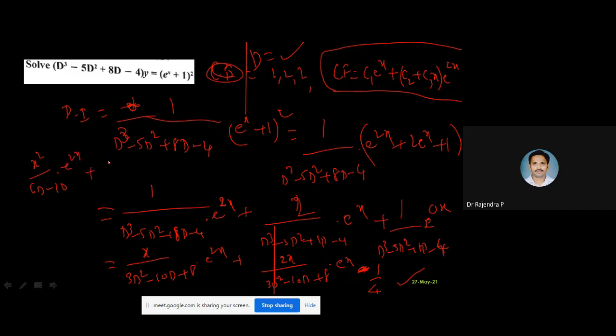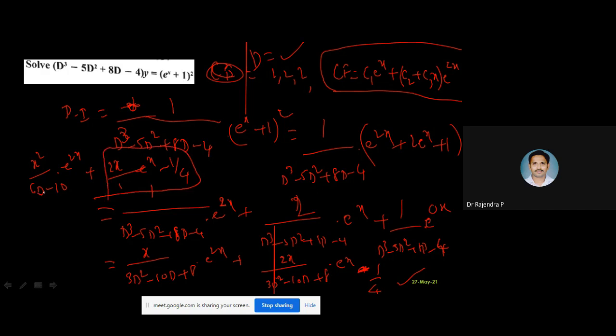Second part also, let me check. Second part, I think it is okay, right? Directly we will get the result. 2x by what is the value? If I substitute 1, 1. Good. So 2x simply into e power x minus 1 by 4. So these two parts are over.